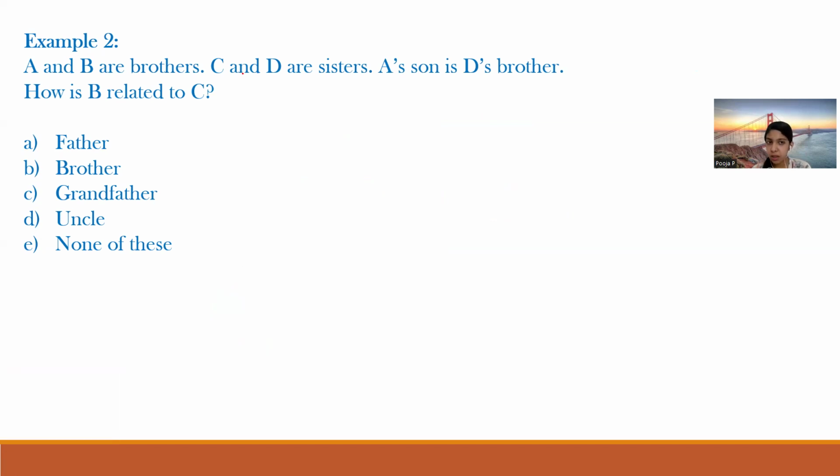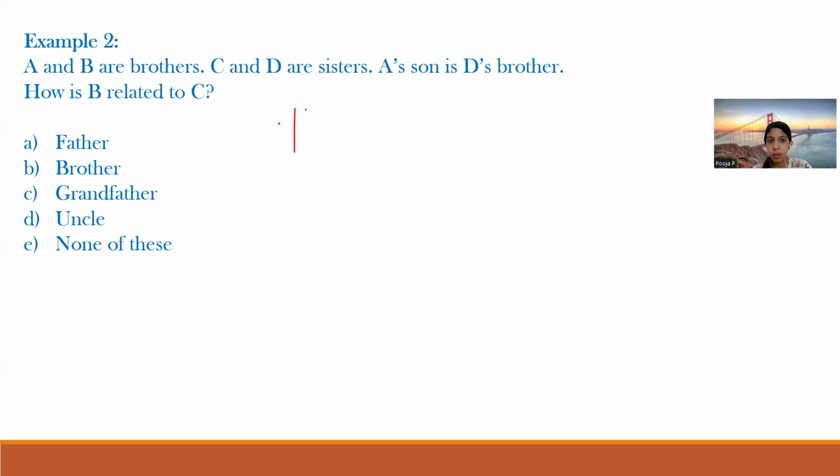So A and B are brothers, C and D are sisters. A's son is D's brother. So they've given some relation between A and D through A's son. A belongs to one generation. A's son, the next generation, is on par with D. So C also belongs to D's generation, the second generation, because they are sisters. And B goes to the first generation because A and B are brothers.